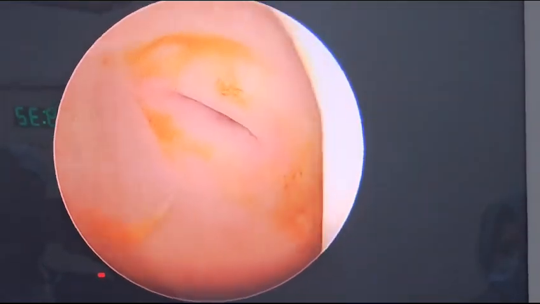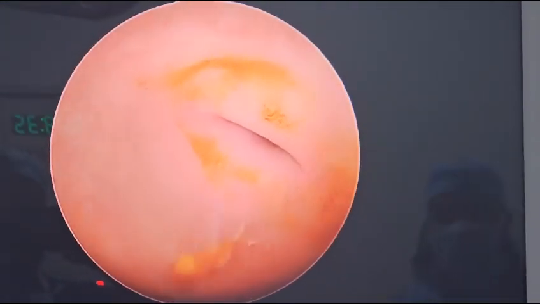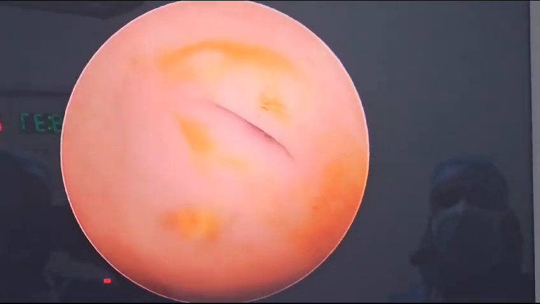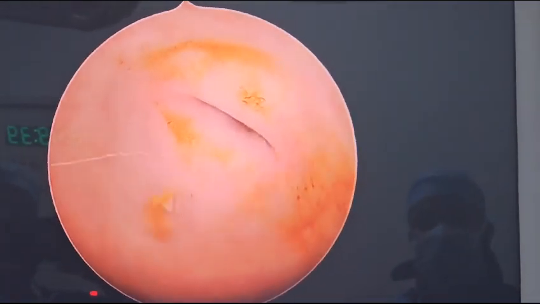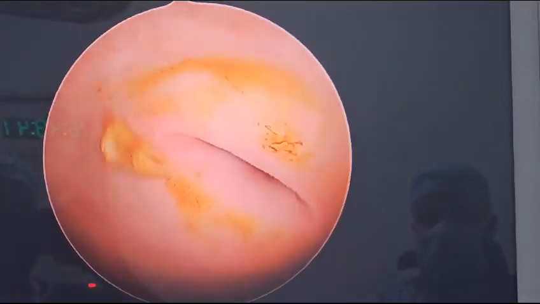Okay. So today we'll be describing a case of primary recurrent pregnancy losses with diminished ovary reserve. So this is vaginoscopy. We can see all the cornices are normal.